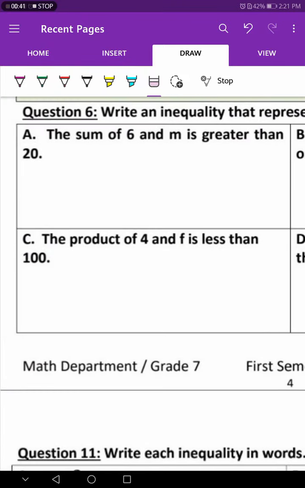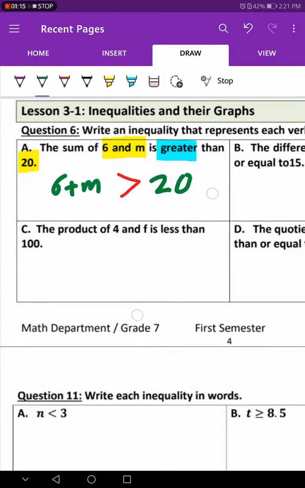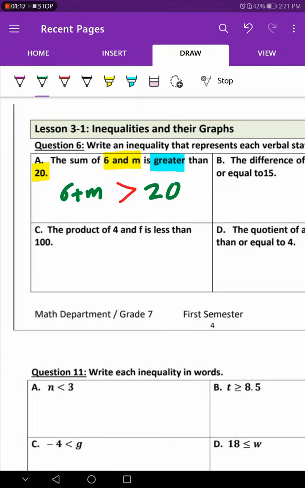The sum of 6 and m is greater than 20. The sum of 6 and m, that means 6 plus m is what? Greater. That means the fish will eat the letter, yes? Greater than what? 20. Yes, 20 here. Okay, so this is 20. We're done. So we represent the verbal statement with an inequality, yes?